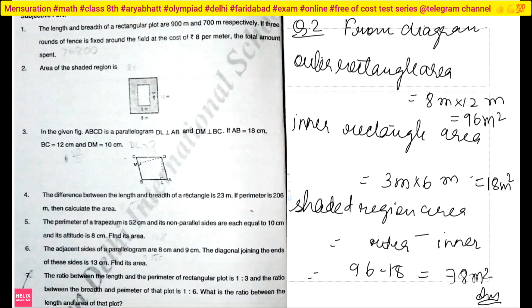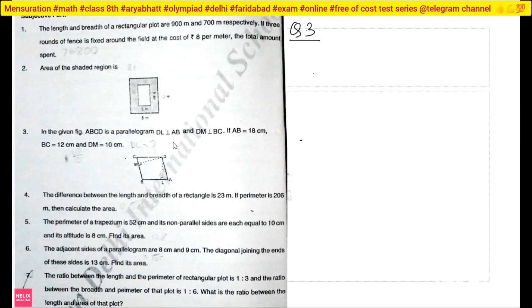Okay, beta. In question number 3, in the given figure, ABCD is a parallelogram, DL perpendicular to AB and DM perpendicular to BC. If AB, BC and DM values are given, they are asking about the area. Don't worry, maybe it is not printed. Area will be what?